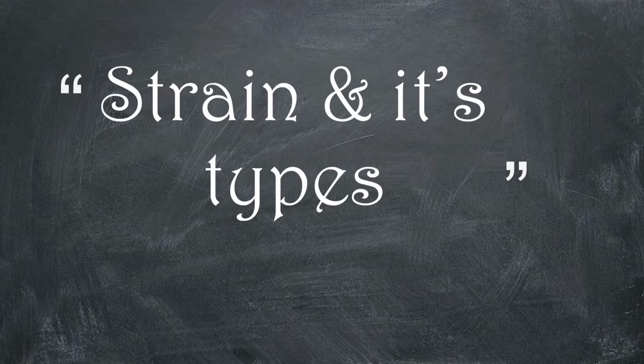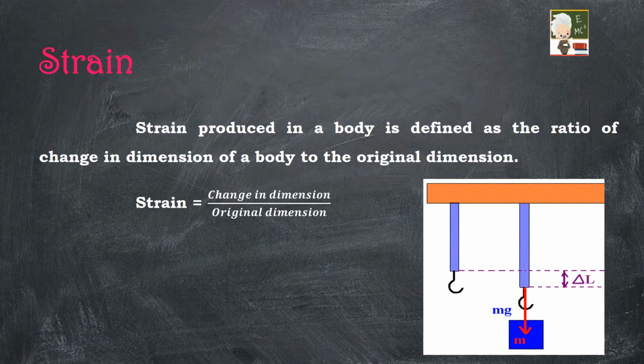Today we are going to see strain and its types. Strain measures how an object is stretched or deformed when a force is applied. Strain deals with the fractional change in the size of the object. In other words, strain measures the degree of deformation.